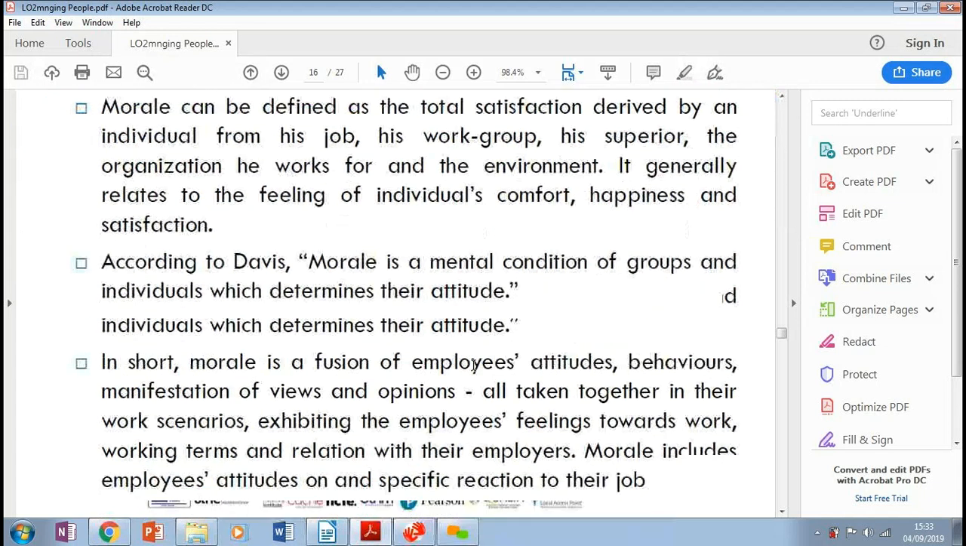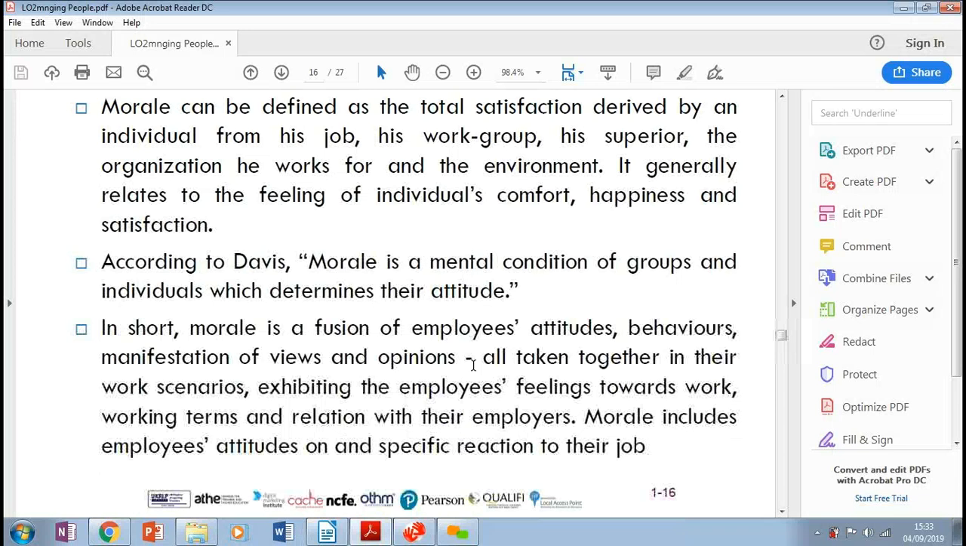Morale is a mental condition, okay. They're kind of blurred whether they're talking about individuals or groups here, but take that in stride. In short, morale is a fusion of employees' attitudes, behaviours, manifestations, all taken together. So it's pretty much collective. They explain themselves here. It includes employees' attitudes.